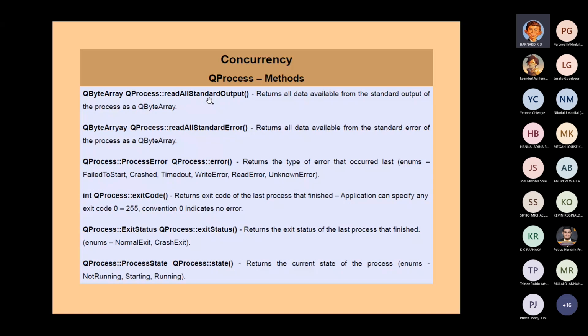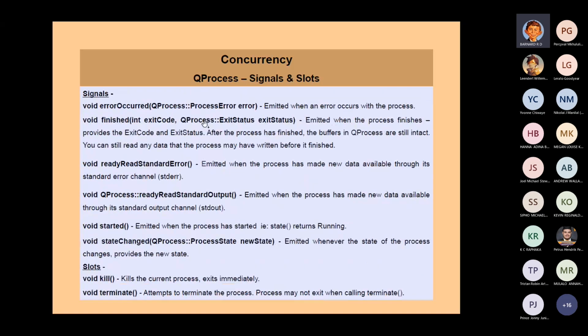So within your process, you would use this readyReadStandardOutput. That's just the process saying that it's got some output available, and you must start reading it. And it's got a started signal, which is emitted when the process has started, i.e. when the state returns running. It's got a stateChanged signal, which again is useful depending on how much feedback and so on you want to do.